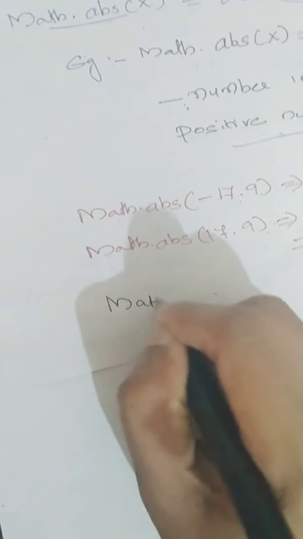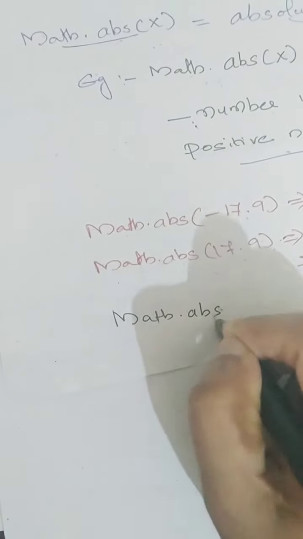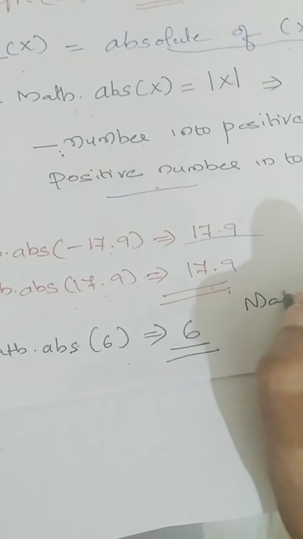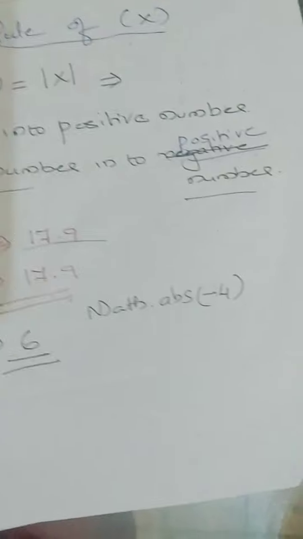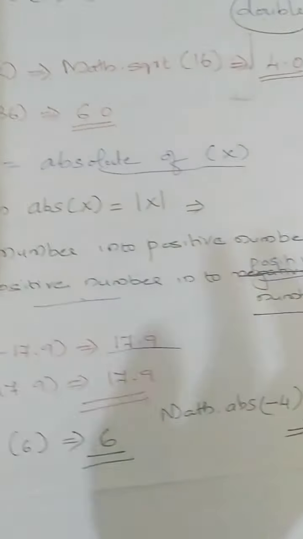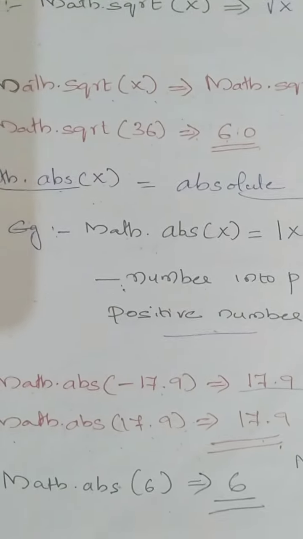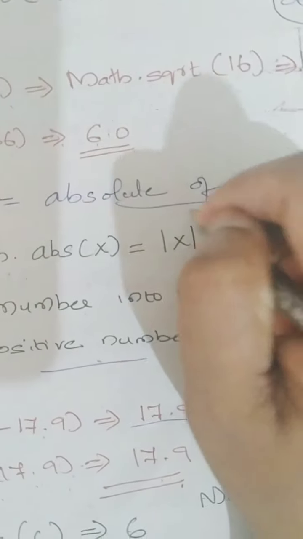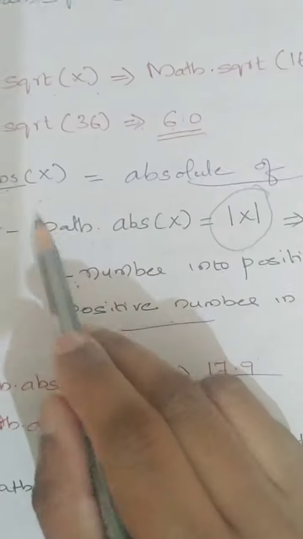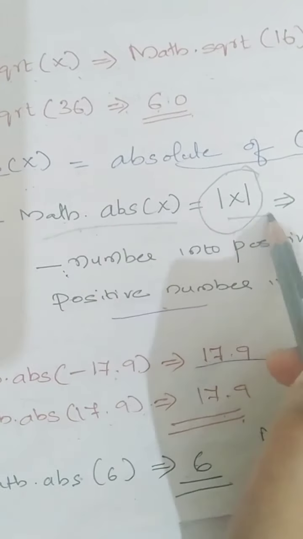Another example, Math dot abs of 6 will return the value 6 since it is a positive number. Math dot abs of minus 4 will return the value 4. So only a negative number will be converted into a positive number. Whenever in an expression or question you see this type, it is absolute. You have to use Math dot abs of x for this type.